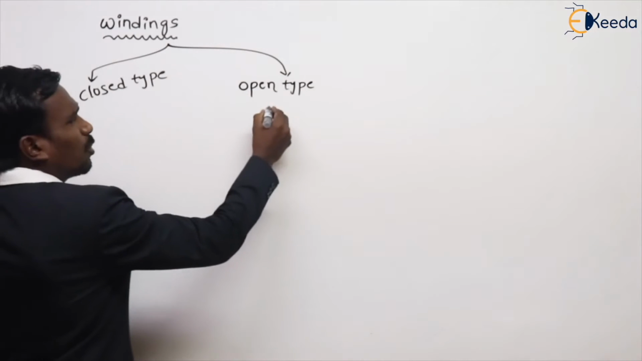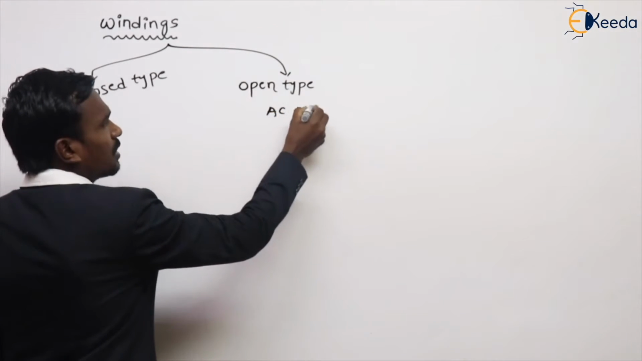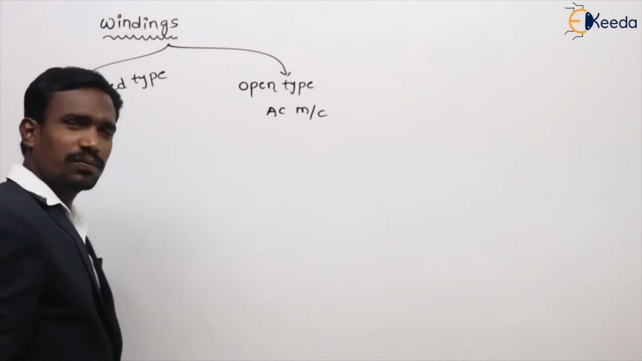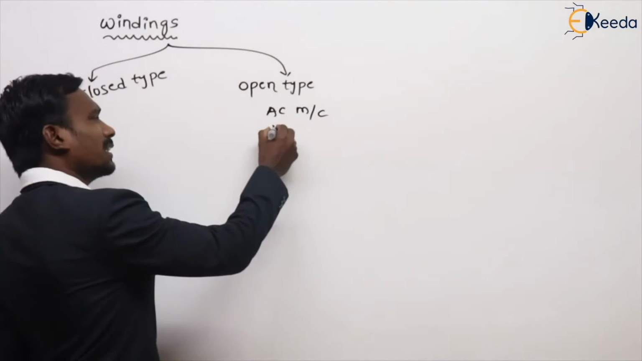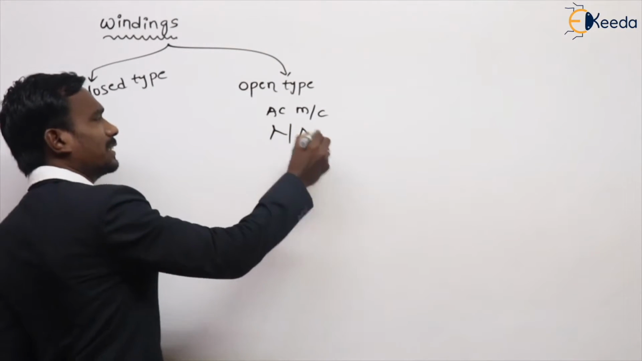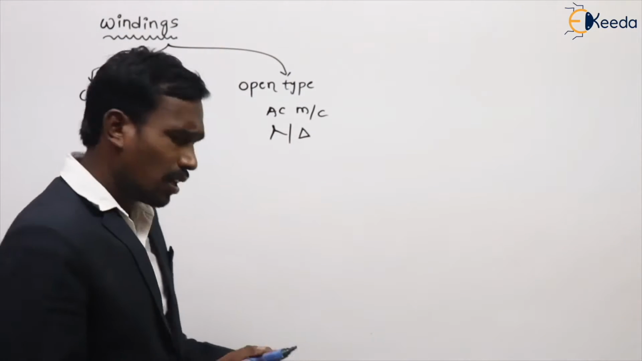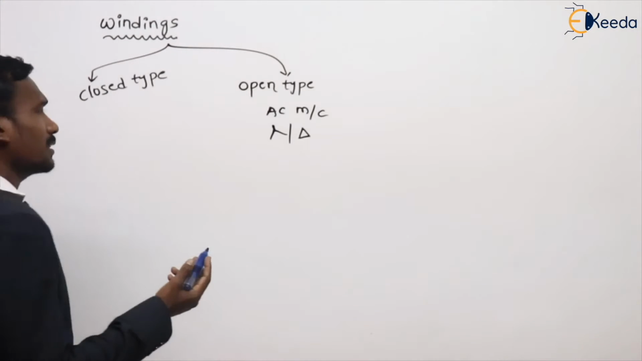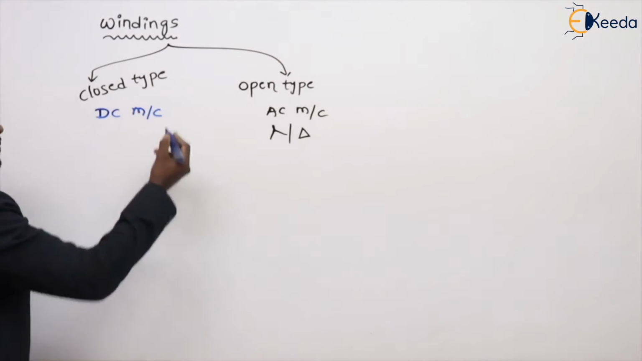Generally, open type windings are used for AC machines or synchronous machines. In AC machines, open type windings are generally star or delta connected. This is simply for the AC machine system. But closed type windings are used for DC machines.